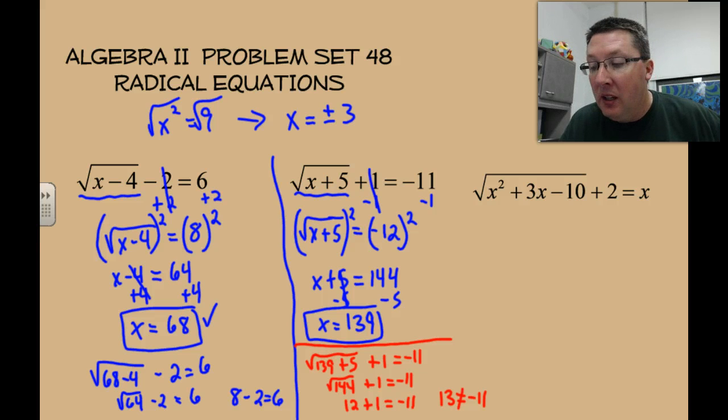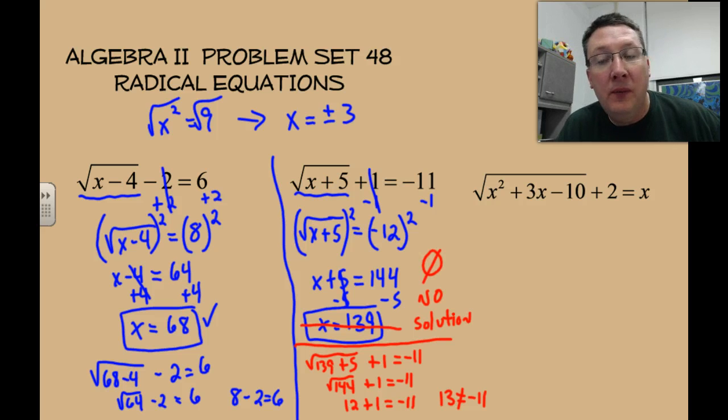So that tells me 139 is not a valid answer, so I need to throw it out. So on this problem, we simply have no solution. There's no real number solution. Now you can write out no solution, or you can use this little symbol with the slash through it. That means empty set, or the null set, or no solution.